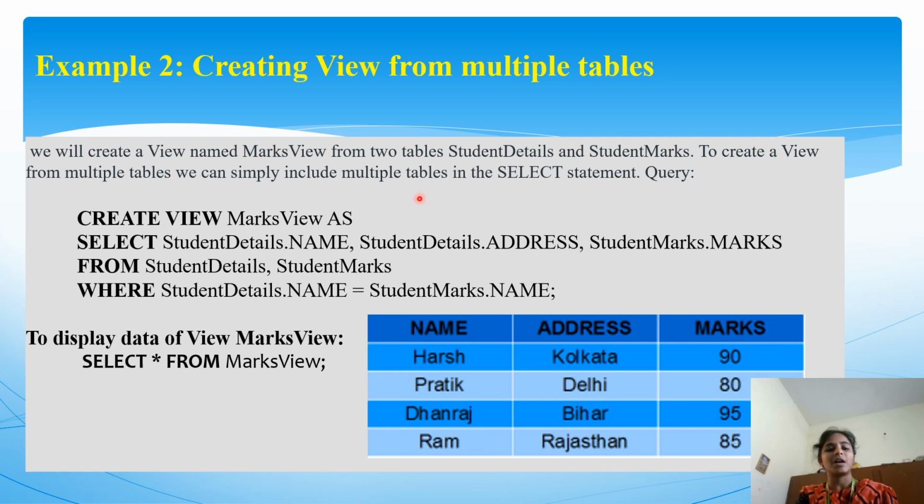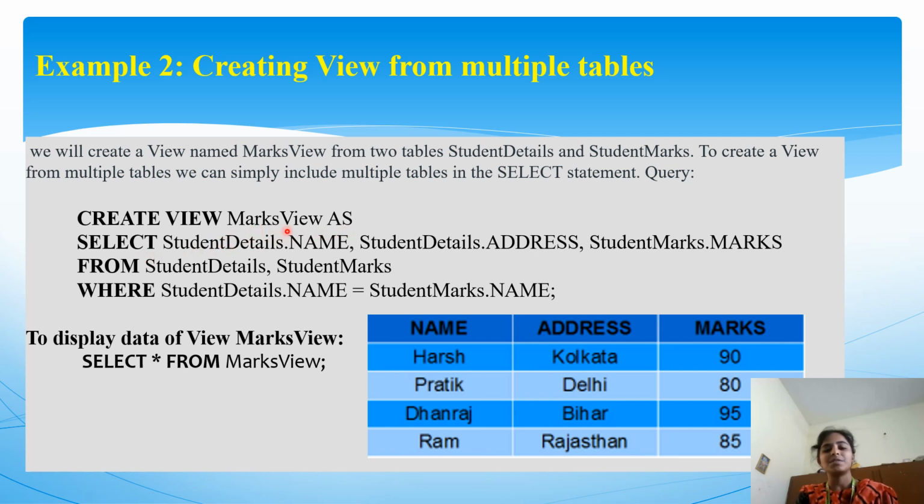Next, here is the example for creating a view using multiple tables. Here we have to use two tables, student details and student marks. We will create a view named marks view from the two tables, student details and student marks. To create a view from multiple tables, we can simply include multiple tables in the select statement. So, create view marks view as.